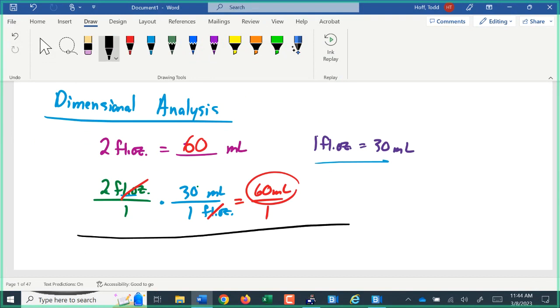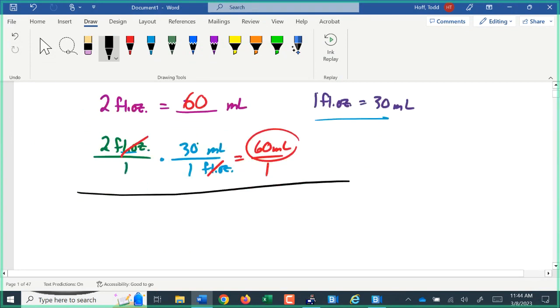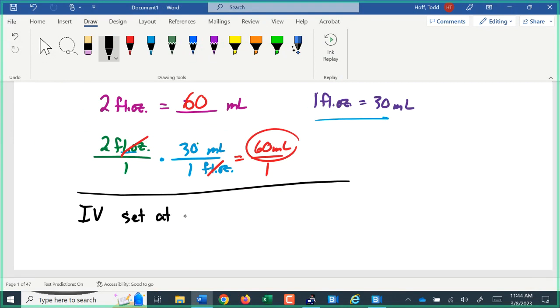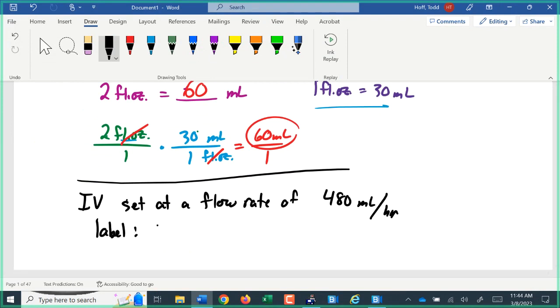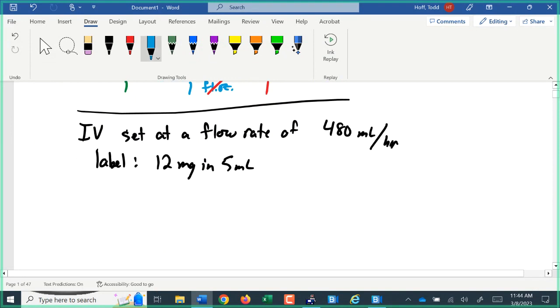Dimensional analysis has a deeper application, though. We might have, let's say, an IV set at a flow rate of 480 milliliters per hour. And on the label of the medication, it states that that medication is constituted as 12 milligrams in 5 milliliters. So our dimensional analysis tells us how much medication that patient is actually receiving.